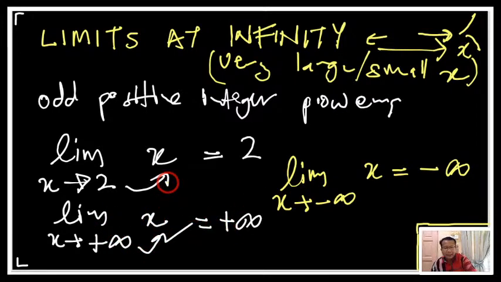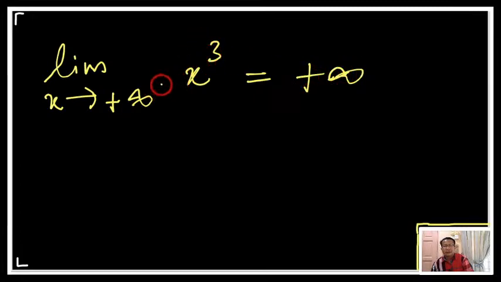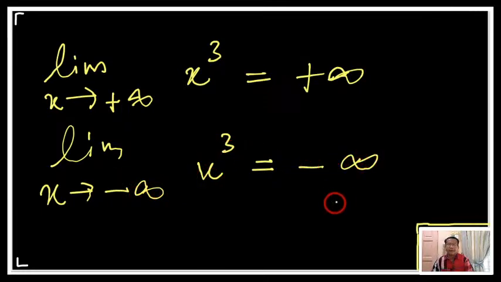Power 3, x power 3. So this one is positive. Any number, power 3, 2 power 3 is 8. But if you have something like this, if you forgot, you can test your answer with your calculator. X power 3. This one, negative number. Negative 2 power 3 is negative. So it should be negative infinity.